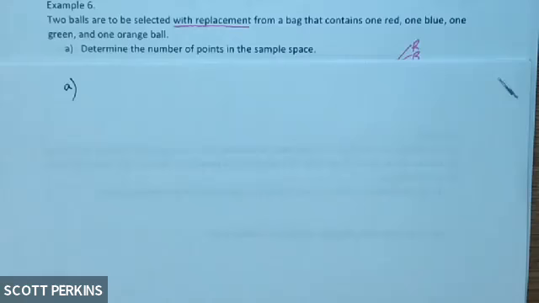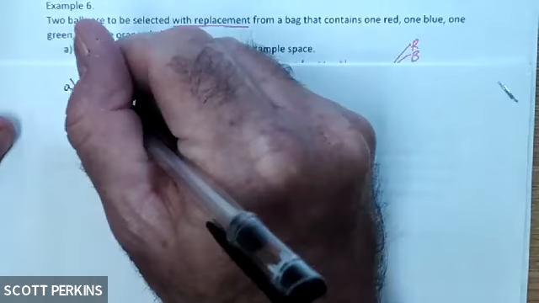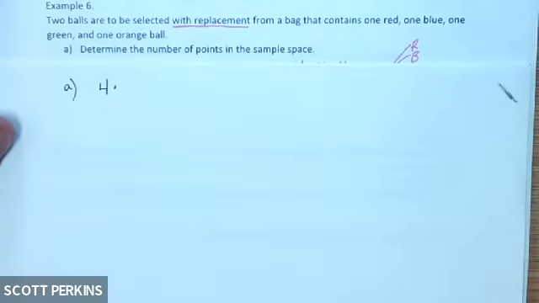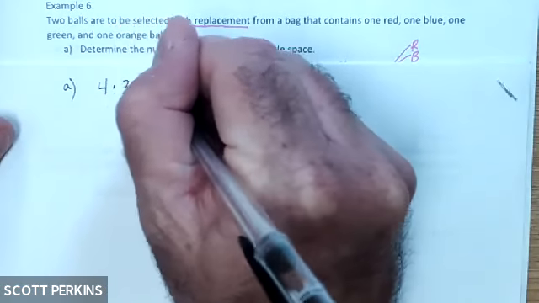Okay, so this time we are pulling the 2 balls out of the bag again, but this time we're doing it without replacing the first one. So first thing is how many points in the sample space can I expect? So with the first pull, there is 4, and then how many options with the second pull? 3. Okay. So that means that this time there's 12.